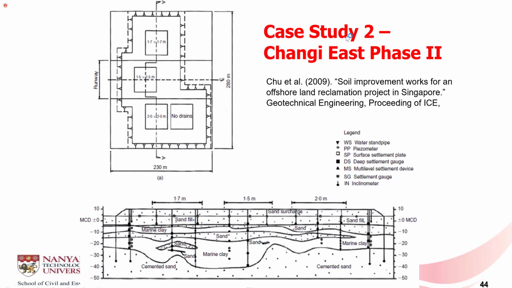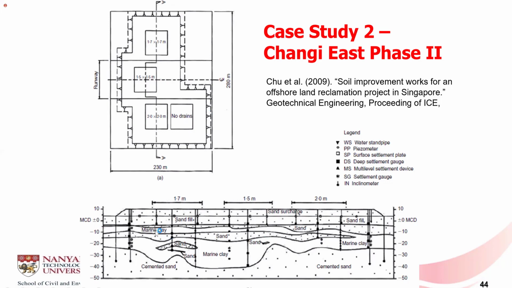Now let's move on to case history 2, which is Changi's land reclamation project. The details of this project are also presented in a paper in 2009. Basically, the case is a pilot test with PVDs of different spacing, for example 1.7 meters square, 1.5 meters square, and 2 meters square, with a comparison area where there are no drains.